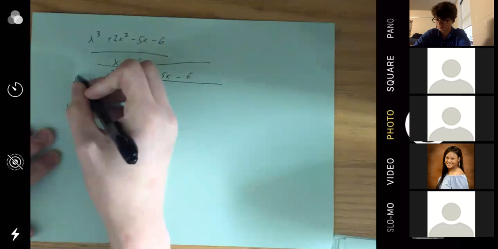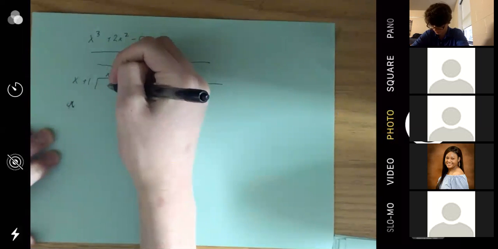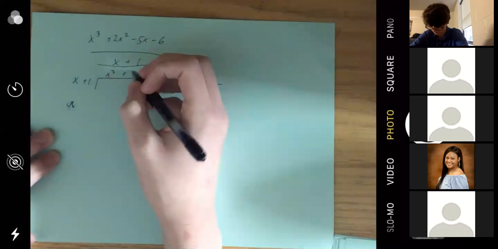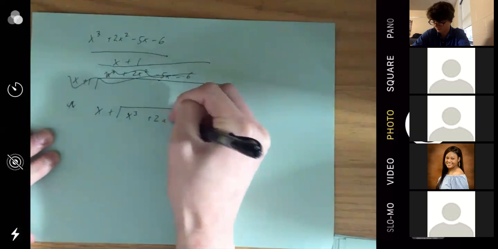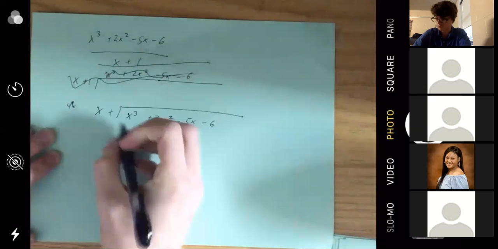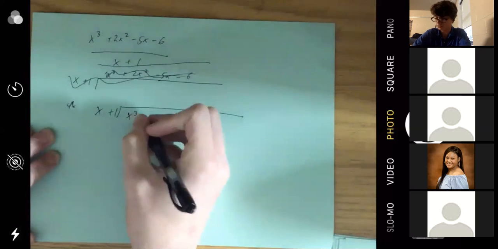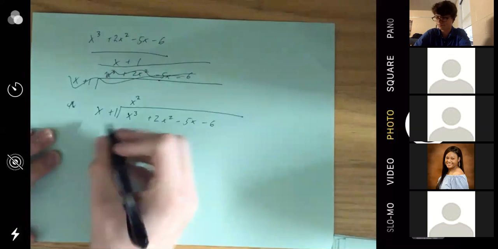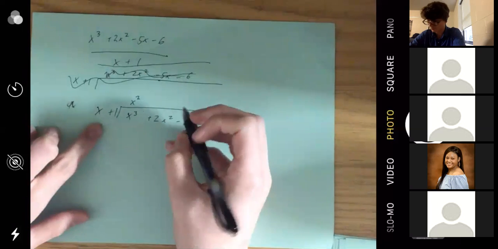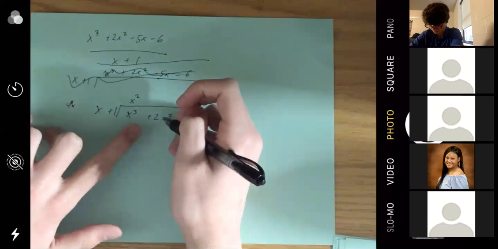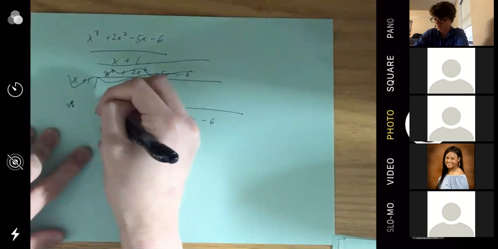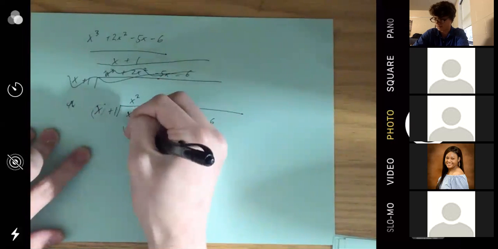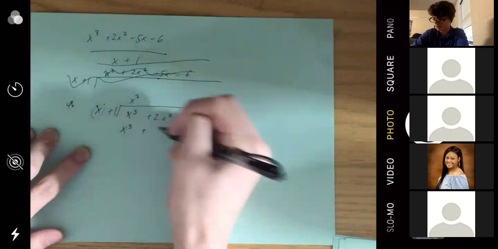So when you think about these, x plus 1 is a linear term, so it's going to go into the x cubed x squared times, right? And it's going to go into the other terms too, but we won't worry about that yet. So if I multiply the x plus 1 times the x squared, what do I get? I get the x cubed, and then plus 2x squared.